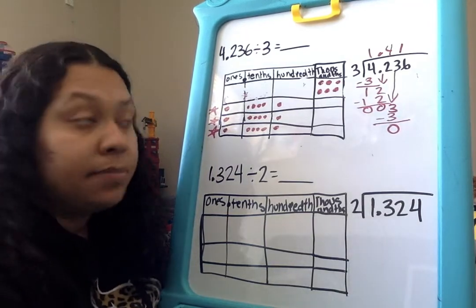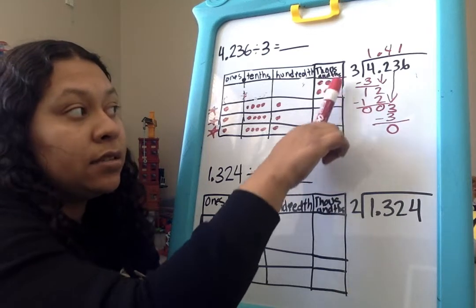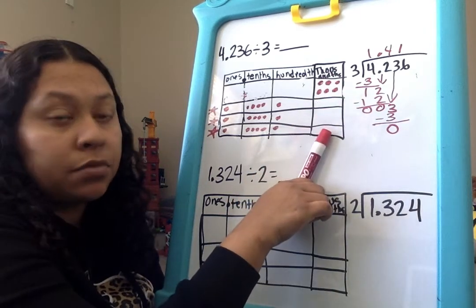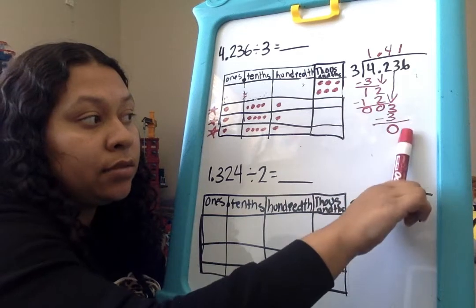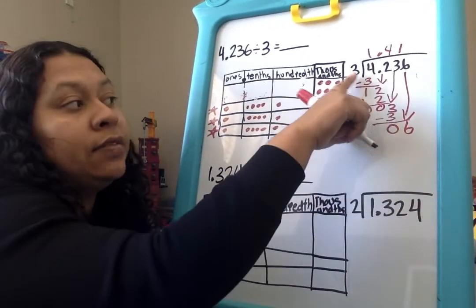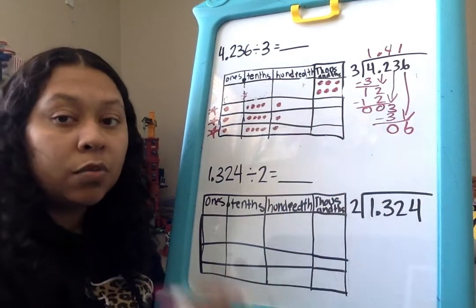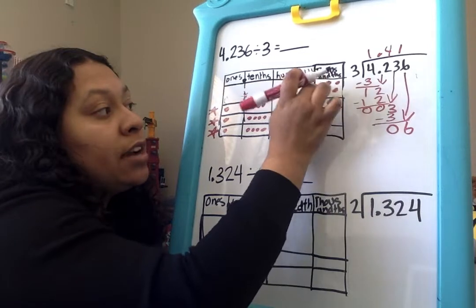Okay, now the thousandths place. So now we have 6 thousandths to divide into 3 groups. We're going to drop down here to show 6 thousandths divided into 3 groups, okay? So now share 1 to each group until they have an equal amount.